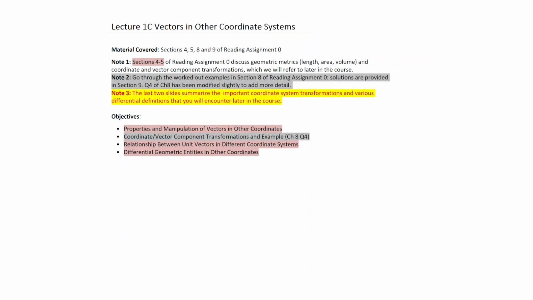Welcome to Lecture 1C, entitled Vectors in Other Coordinate Systems. The material in this lecture comes from sections 4, 5, 8, and 9 of Reading Assignment 0. And just a couple of notes here.